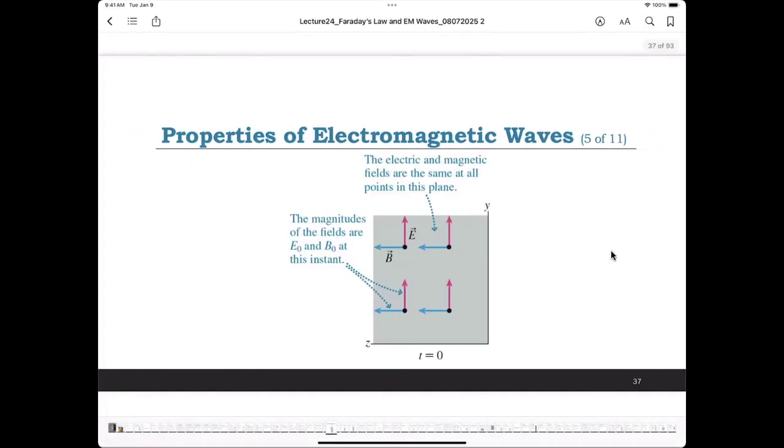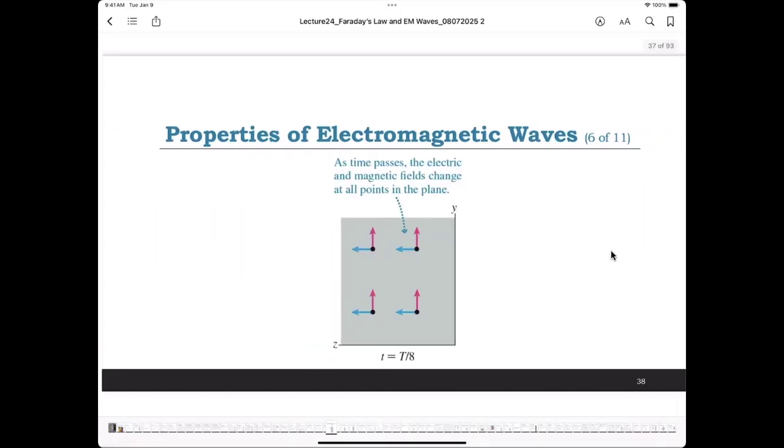Okay. And this is just the details for how the magnetic fields and the electric fields change. This is t equals 0. When t equals 0, the magnetic field and the electric field are the same at every point. You can see this is the magnetic field, and the electric and magnetic fields are the same at all points in this plane.